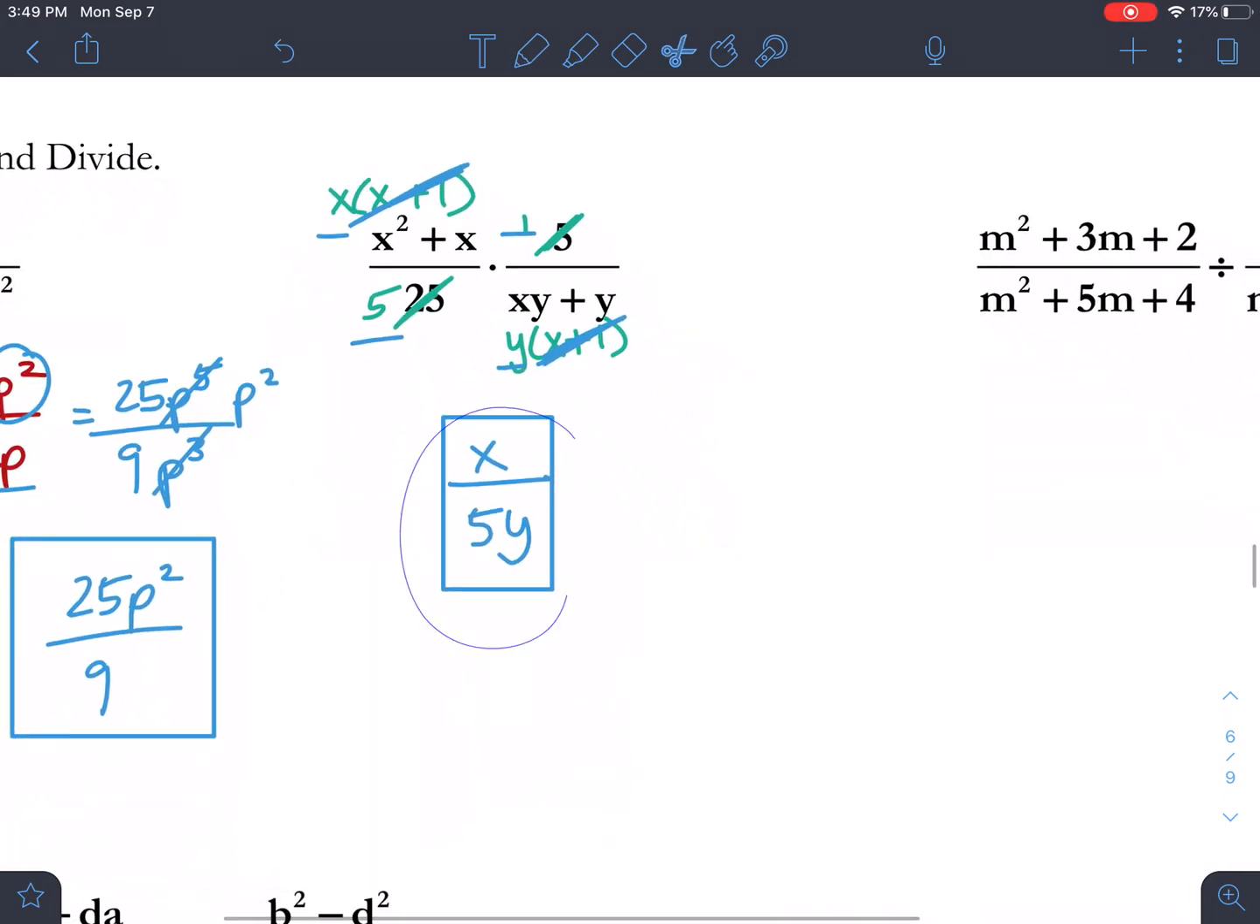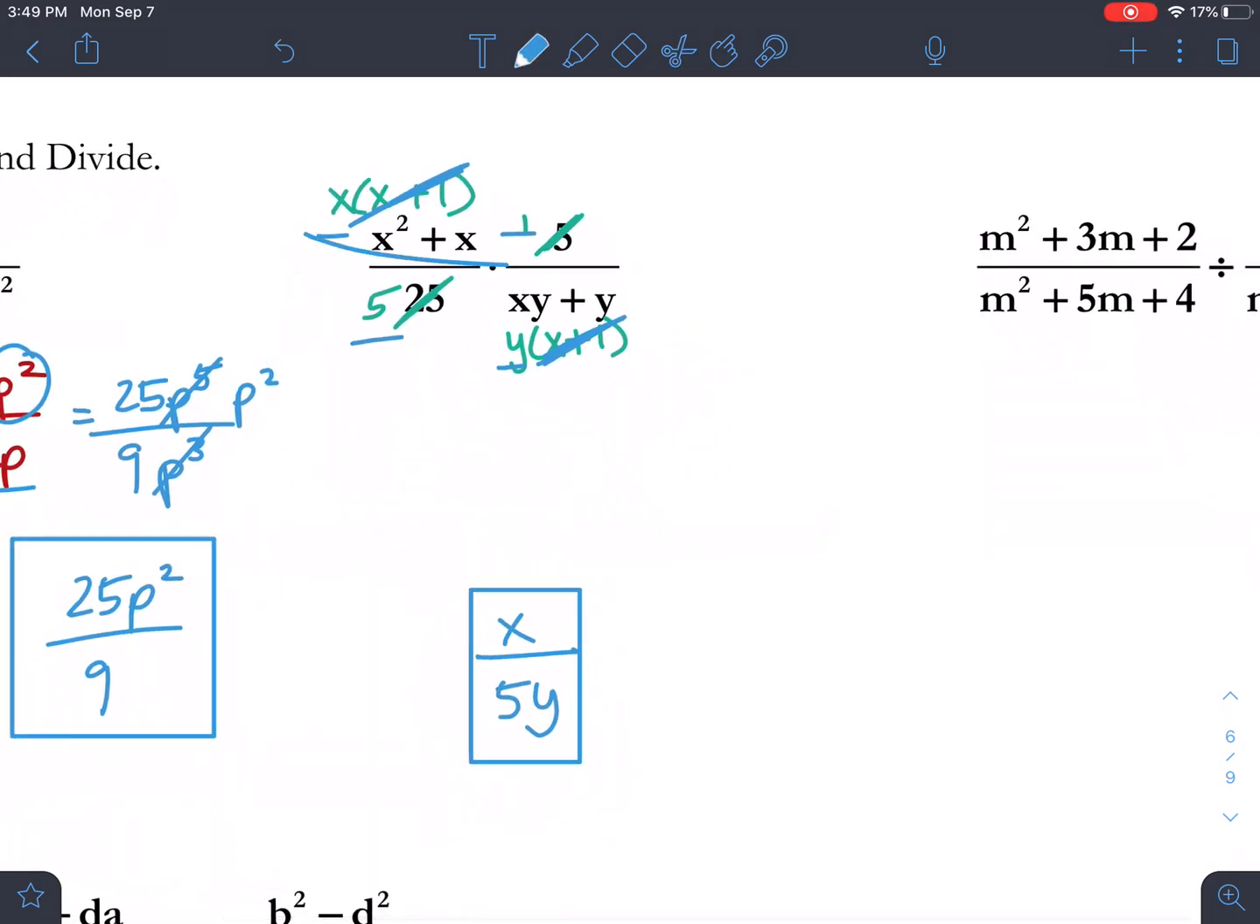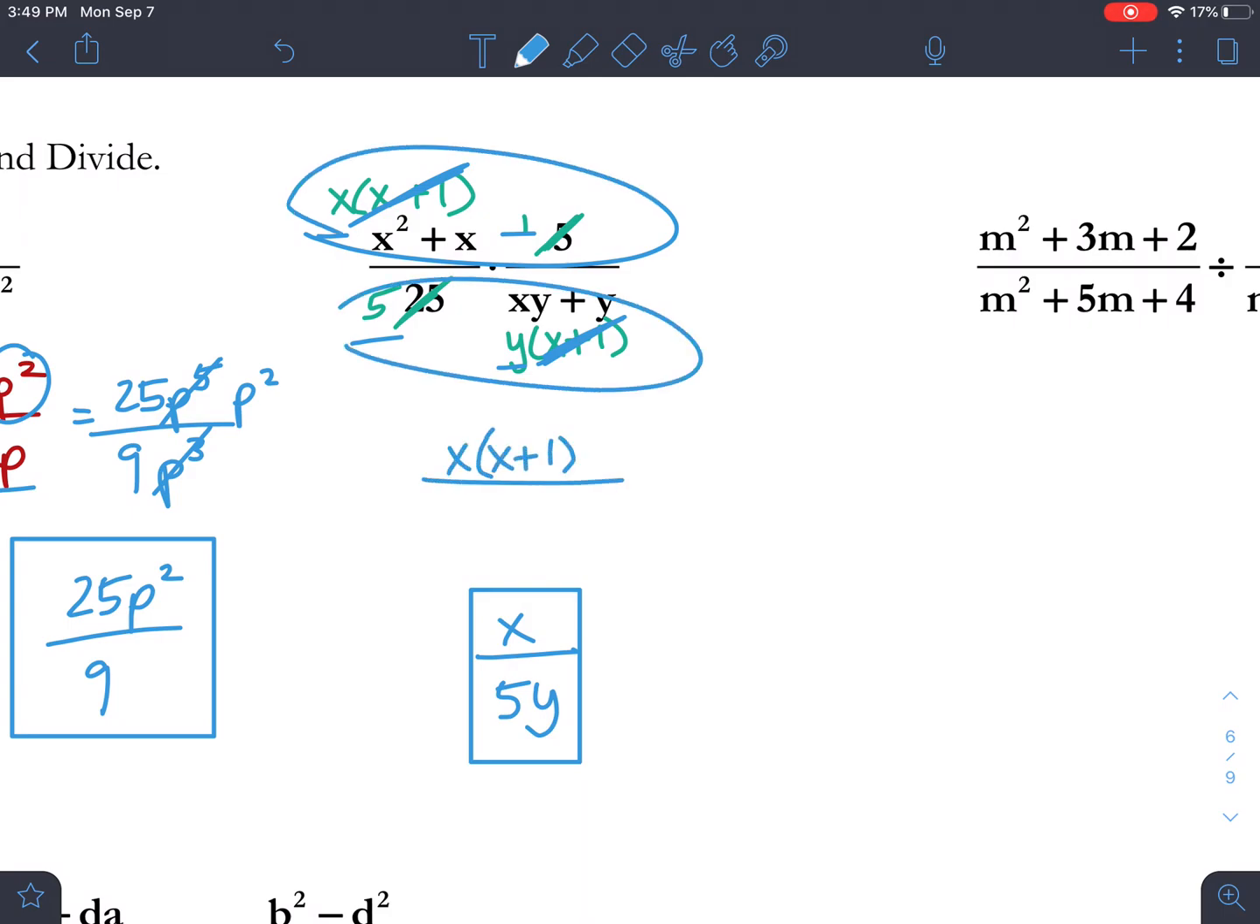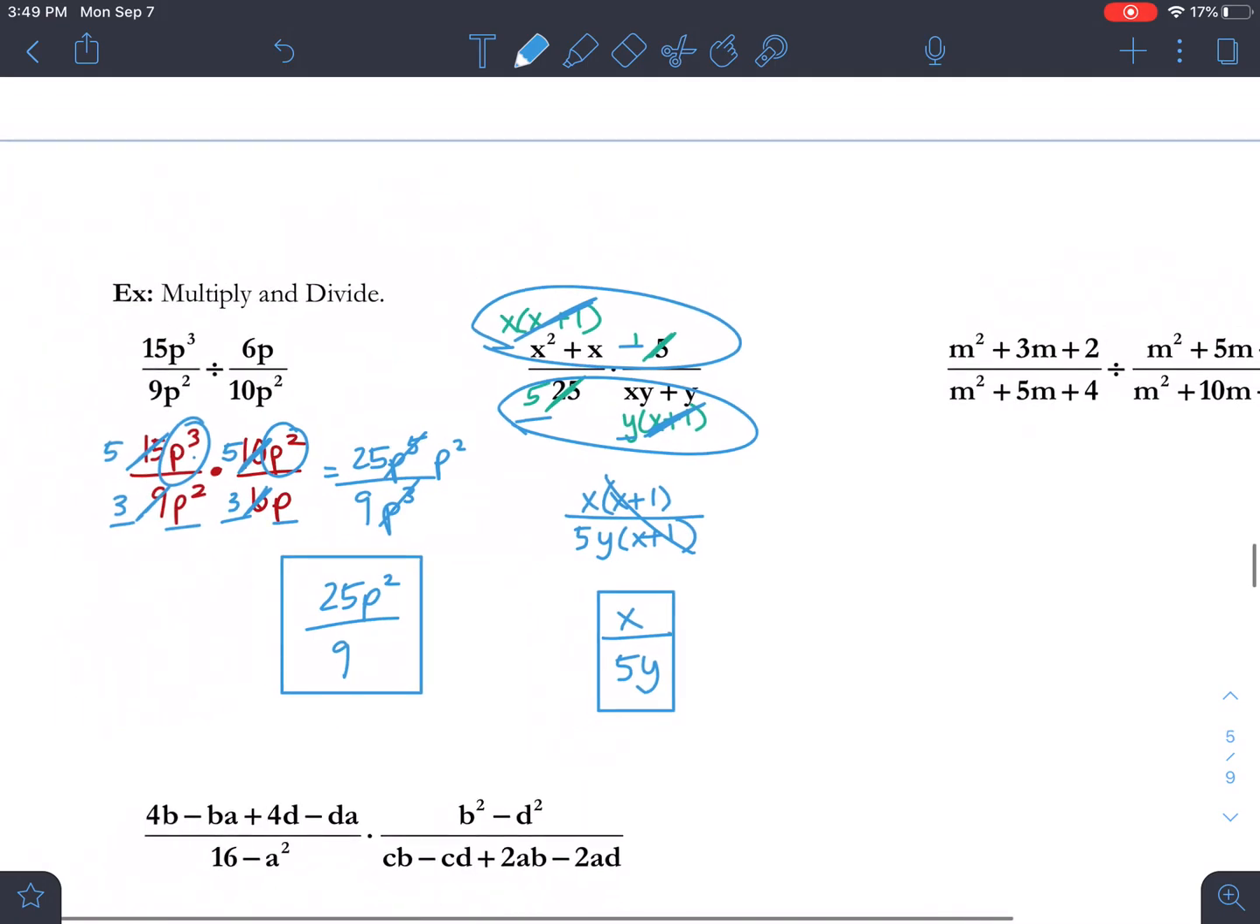And again, that's really because when we're multiplying, technically all of this is together, x times x plus 1, and technically all of this is together, 5y x plus 1. So that's why those are able to cancel. You do not need to rewrite it if you don't want to.